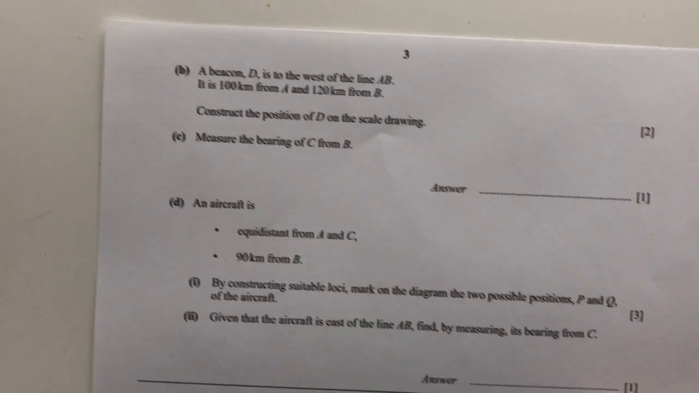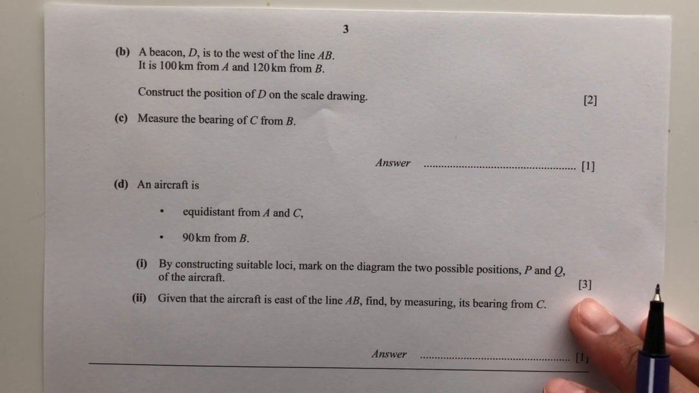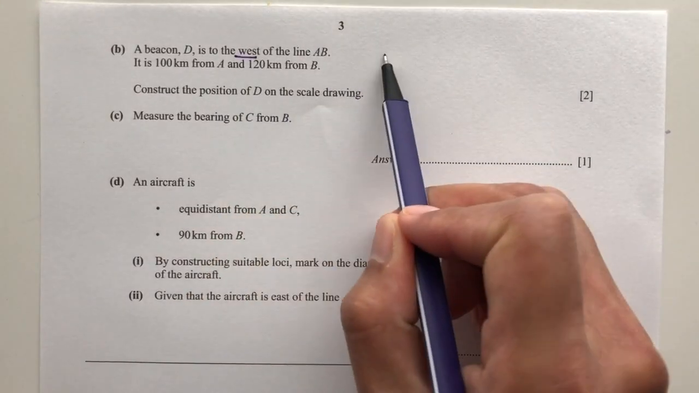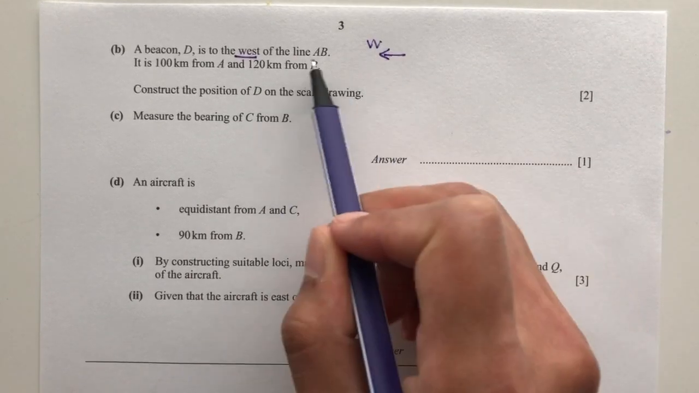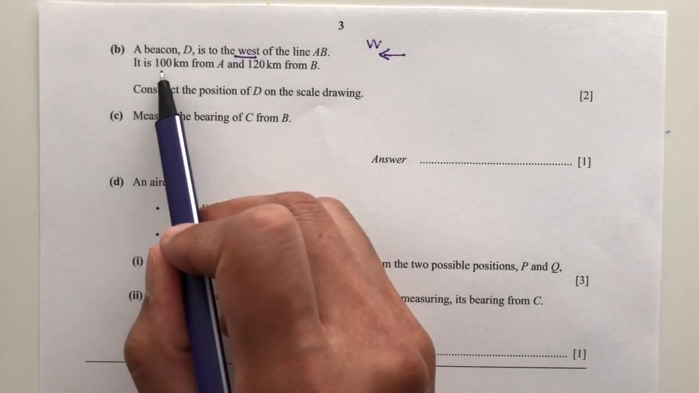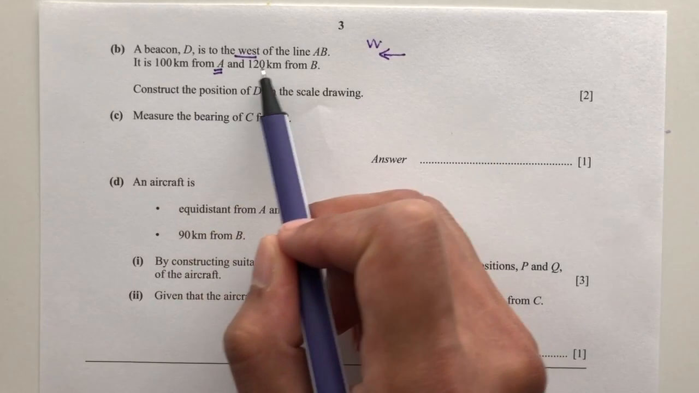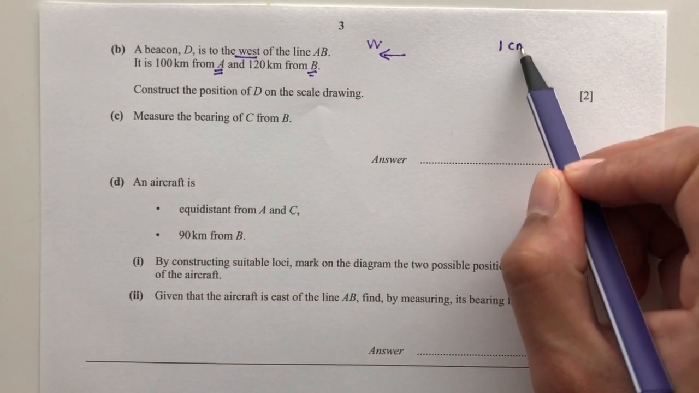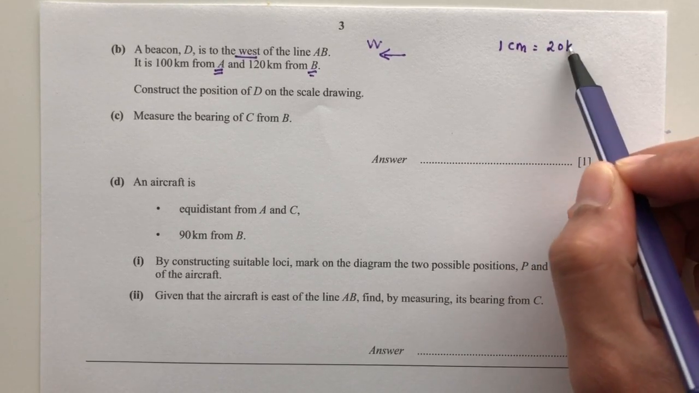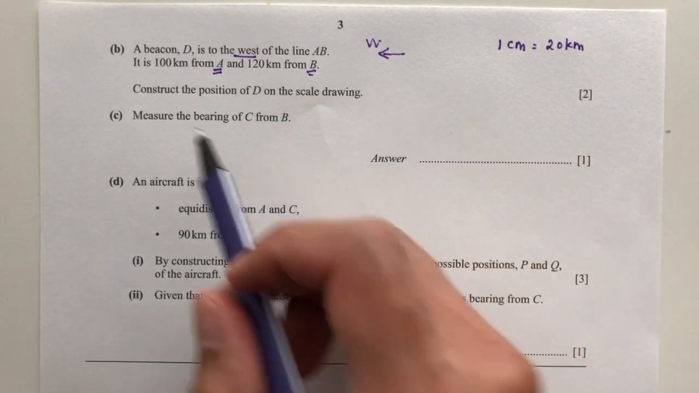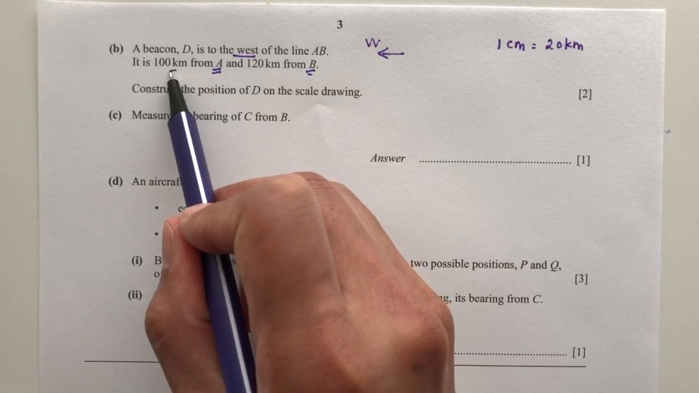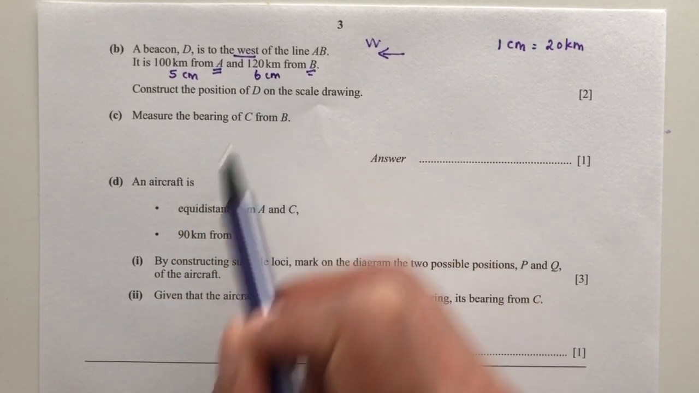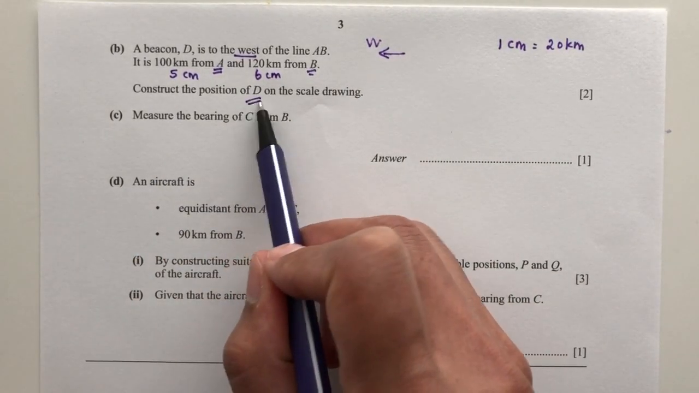Now part B, it says a beacon D is to the west. West is on this side of the line AB. Now it is 100 km from A and 120 km from B. So using the scale of 1 centimeter equal to 20 km, 100 km from A is just 5 centimeters from A, and 120 will be 6 centimeters from B. Construct the position of D on the scale.